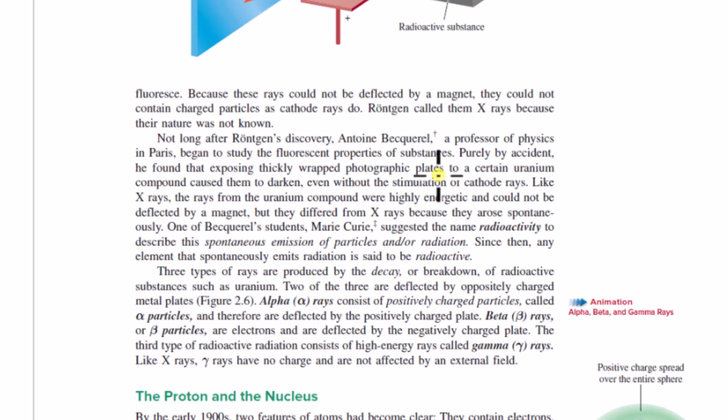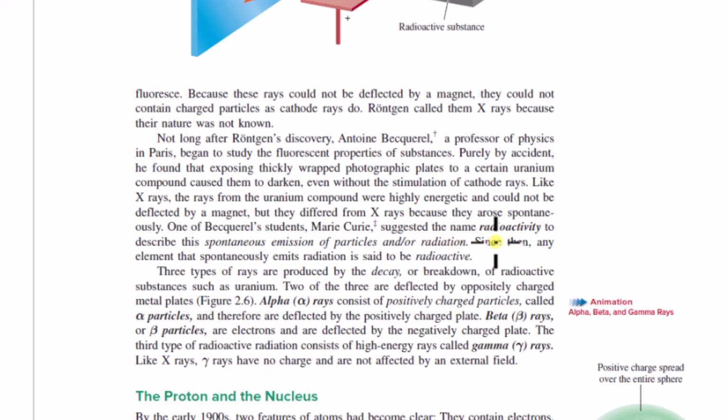But then it's also unique in that the X-rays had to be generated by a current, a cathode ray. You had to generate the X-rays. These were just spontaneously coming out of these materials, this uranium, right? That's what they mean here. Without the stimulation of cathode rays, they didn't need to do anything. This was just naturally happening. Okay, and then like X-rays, they saw that these rays couldn't be deflected by a magnet either. So it must be radiation.